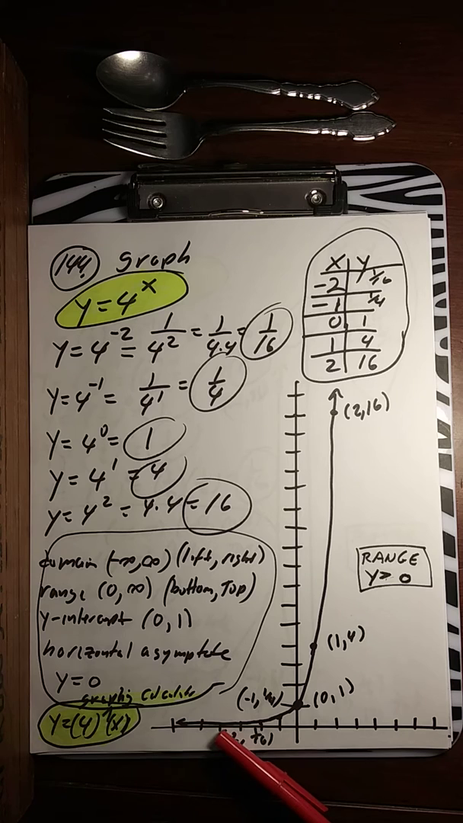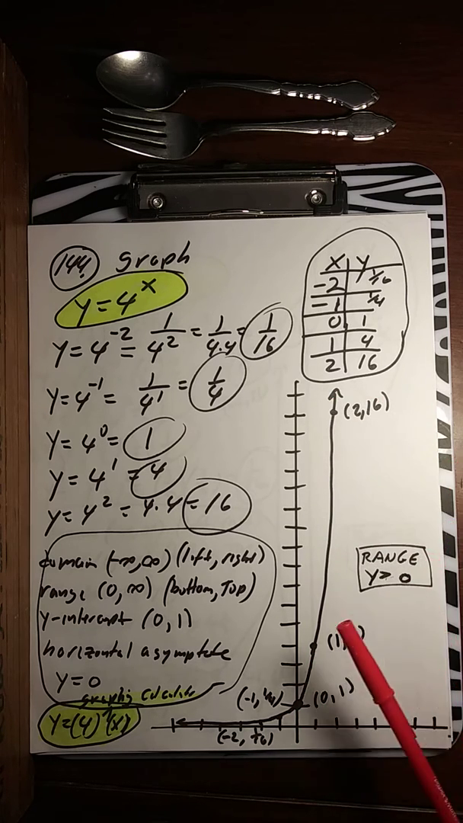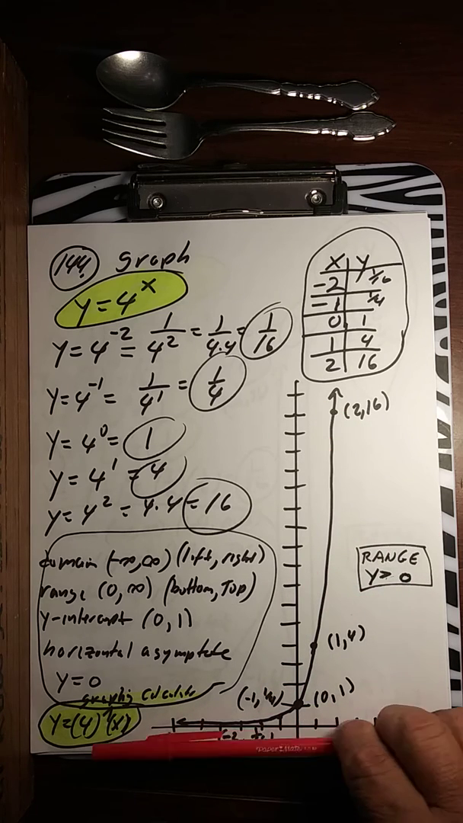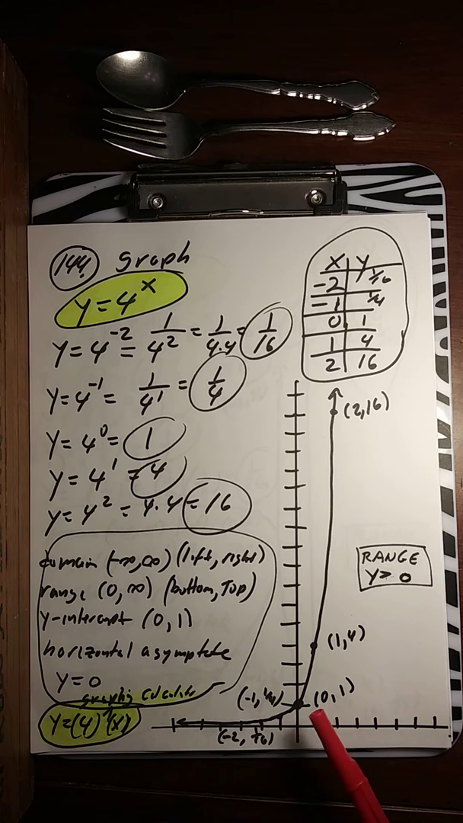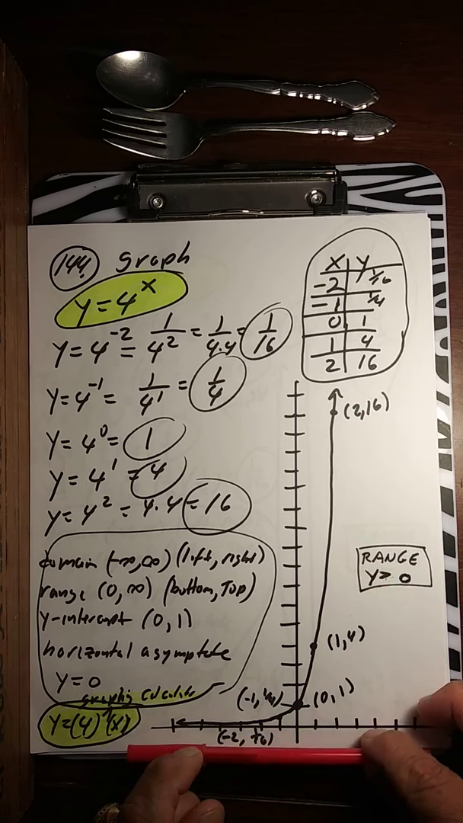So at -2 it's 1/16. At -1 is 1/4. At 0 is 1. There's a y-intercept. And at 1 is up 4. And then up here it's 16. So it goes up like this. There's a horizontal asymptote here at y equals 0. And the y-intercept is (0, 1). So it goes up, increases like this, exponential function. And the range is greater than 0 that way.